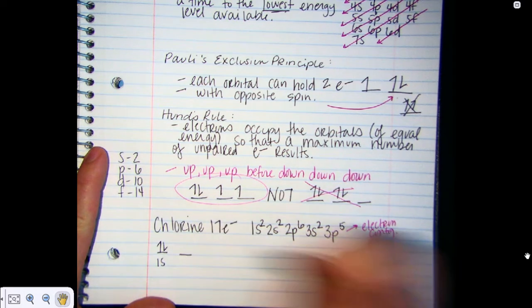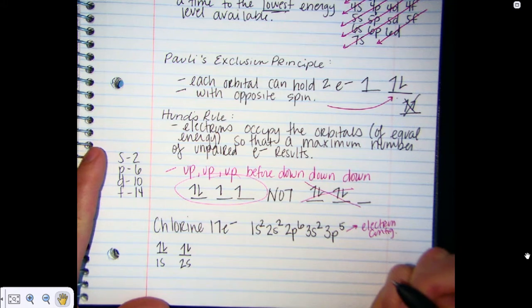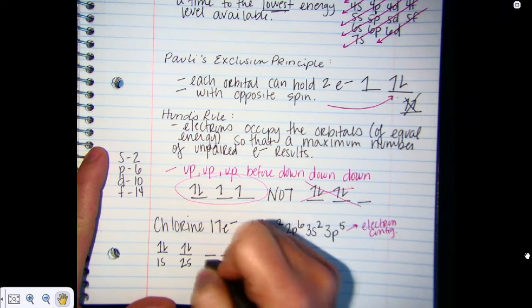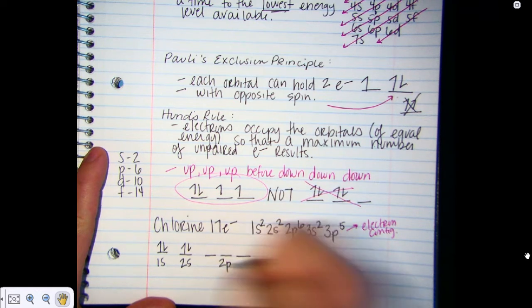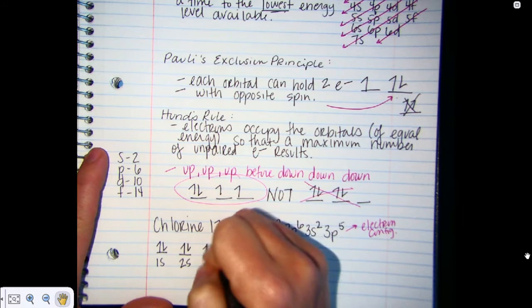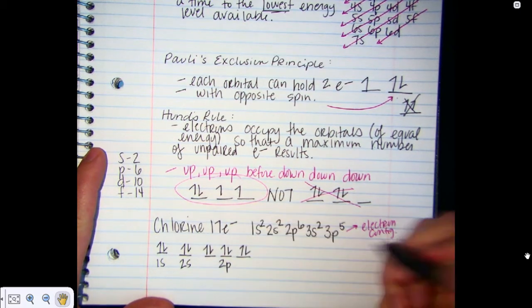2s, one orbital, one up, one down, label it 2s. 2p, now p has 3 orbitals, 1, 2, 3. All of them together are 2p, so I'm going to label that 6. So remember, Hund's rule, up, up, up, down, down, down.